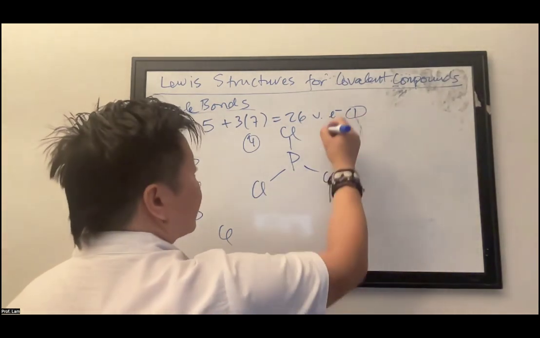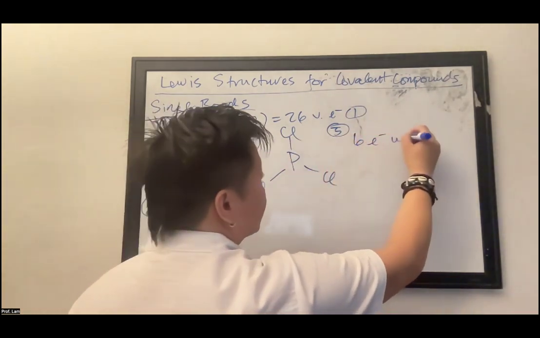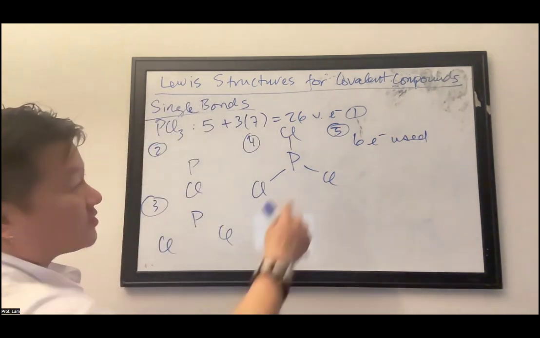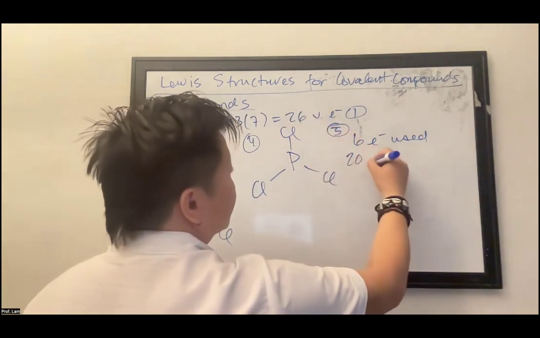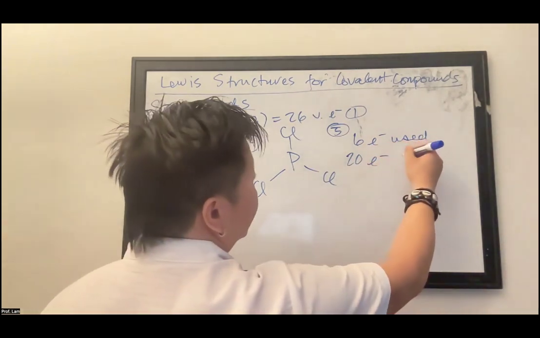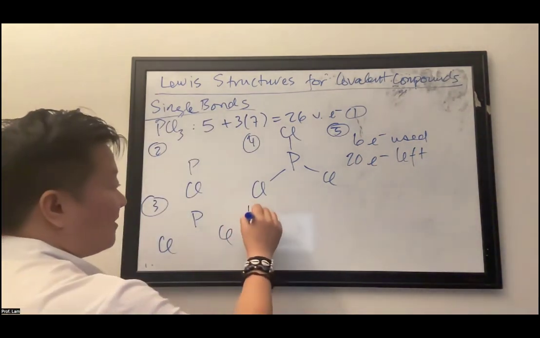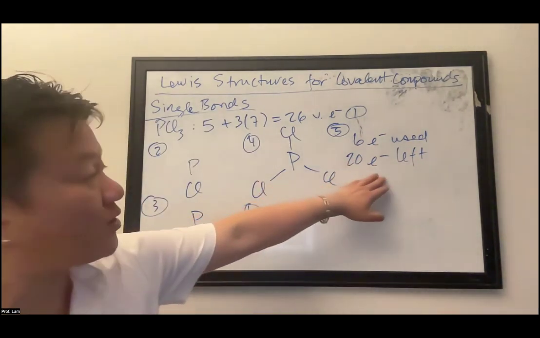Step 5, you're gonna count how many electrons are used. Well, you made 3 bonds, so that's 6 electrons used. And how many are left? Well, 6 from 26, right? We had 26 total, so now we have 20 electrons left.